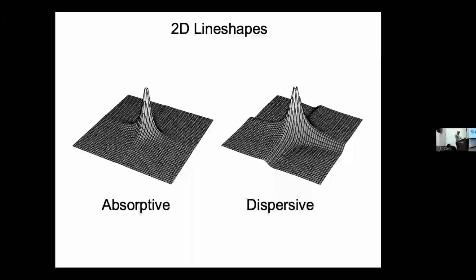Here's absorptive versus dispersive line shapes in 2 dimensions. Again, depending on the phasing, the phase cycle, etc. Some pulse sequence you run can give you the wrong phases, and then you usually have to go back and fix the phase cycle.